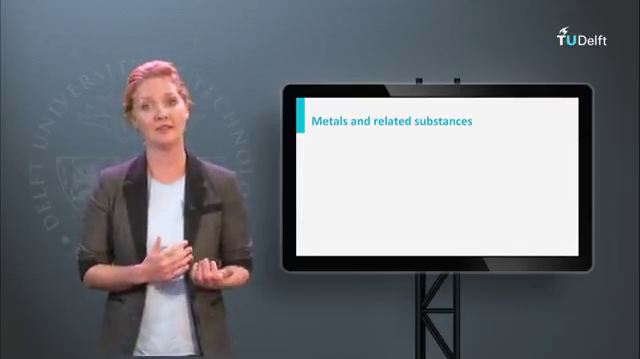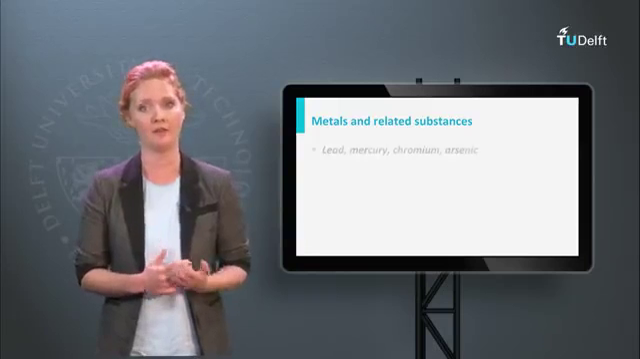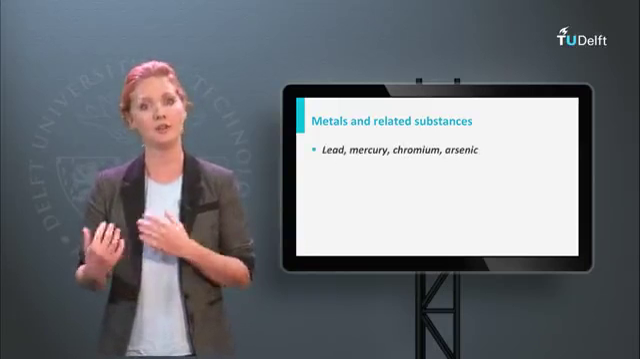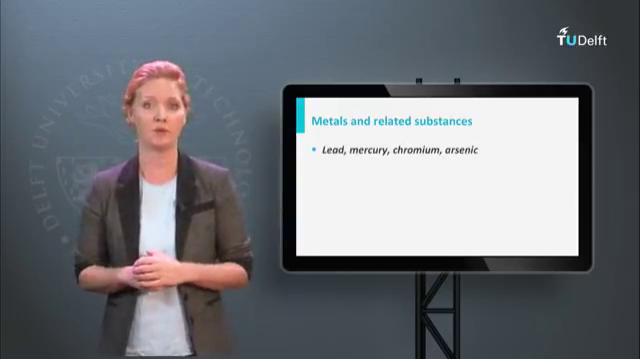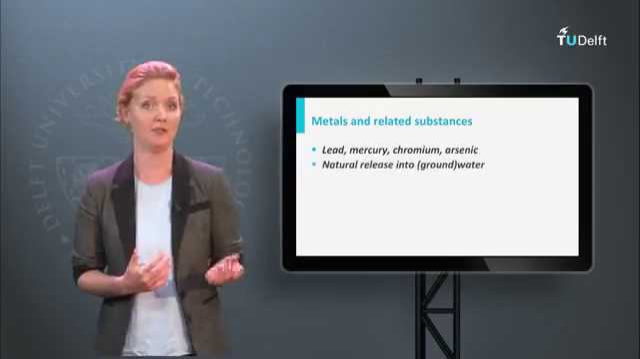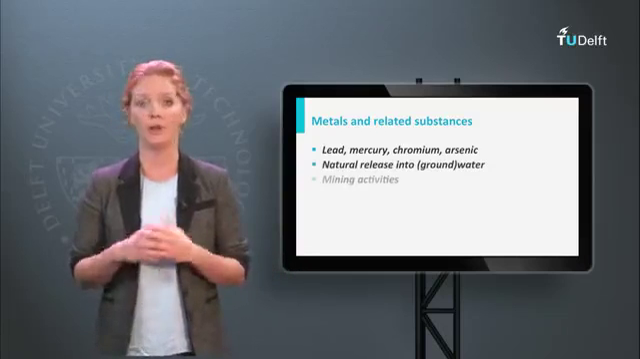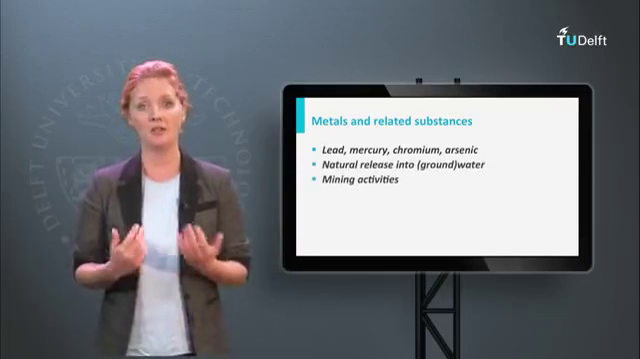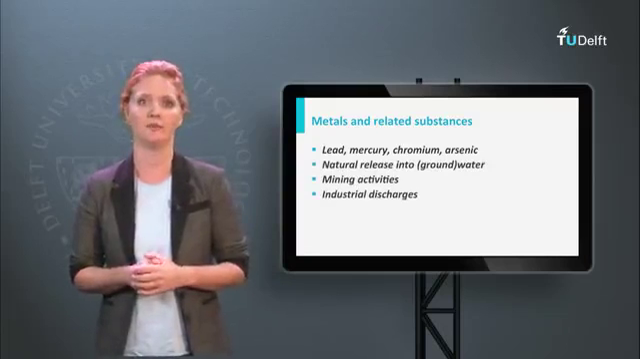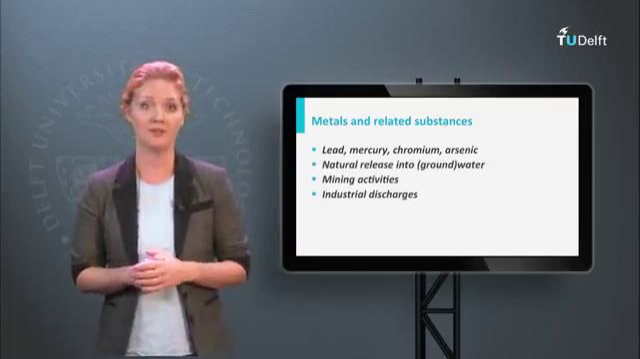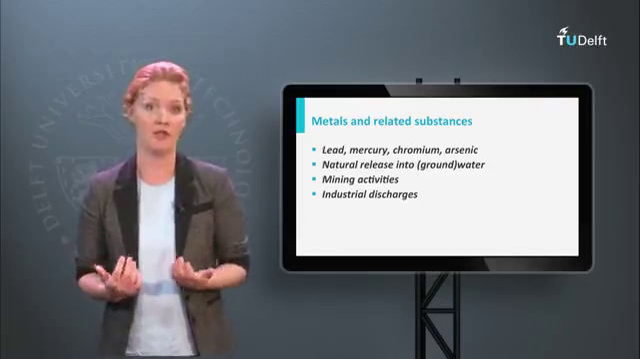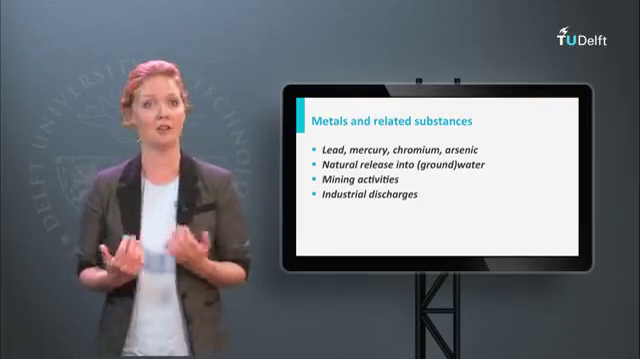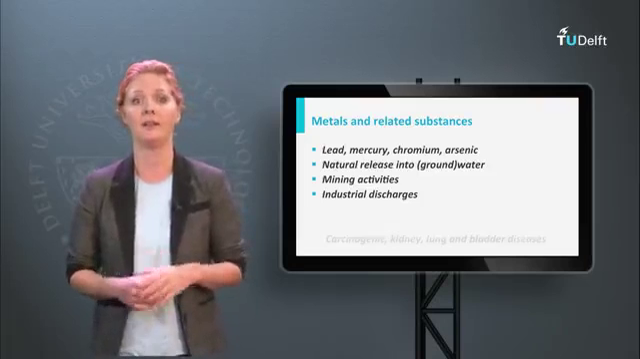Well, let's briefly go through the different chemical contaminants that can threaten safe drinking water supply. Metals and related substances include well-known heavy metals such as mercury and lead, but also the metalloid arsenic. These contaminants originate from different sources, including natural release into the water from sediments, through mining activities, and industrial or domestic discharges. These metals and related substances pose a serious threat to human health, as they are often carcinogenic and may cause illnesses to the bladder, lungs, and other organs.